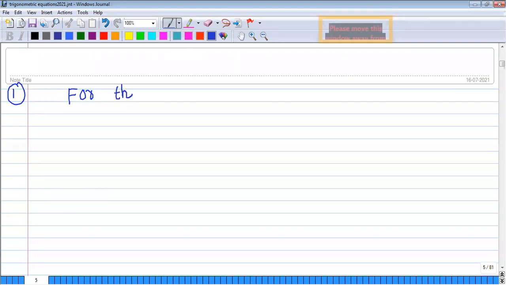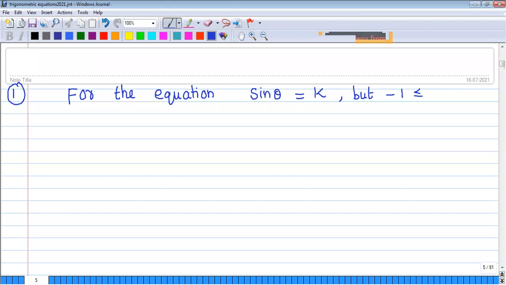For the equation sin theta is equal to k, other than 1, other than 0, but minus 1 less than or equal to k, k less than or equal to 1. It must lie between minus 1 comma 1 only, then it has the solution. Otherwise, sin theta is equal to k doesn't have the solution. It may be equal to minus 1 or it may be equal to 1. You remember one thing.